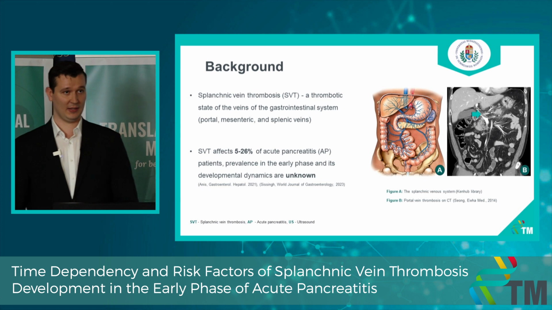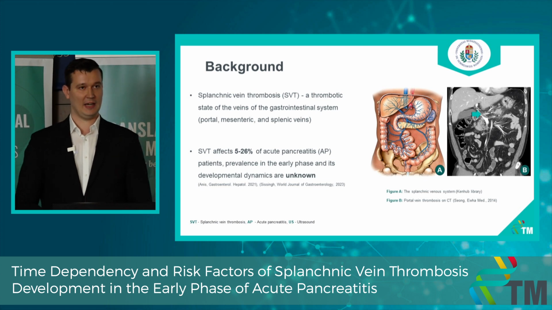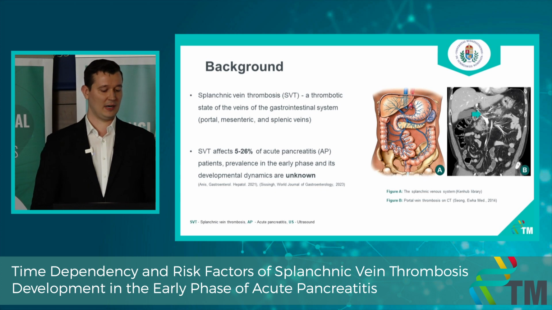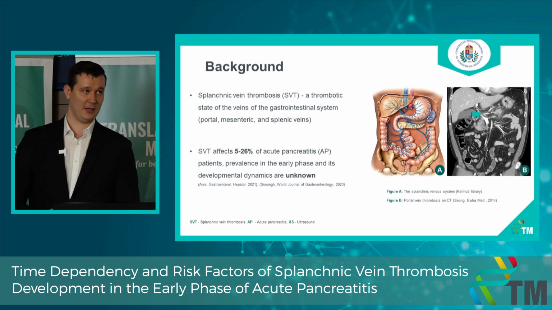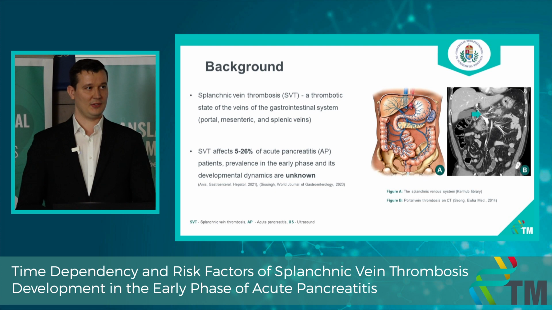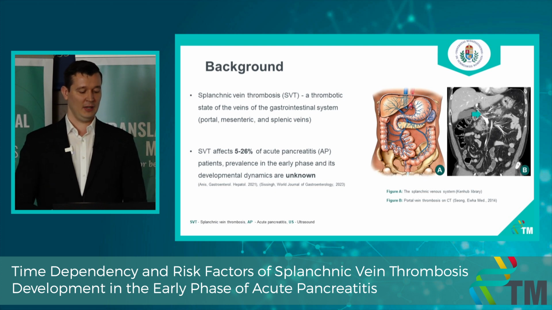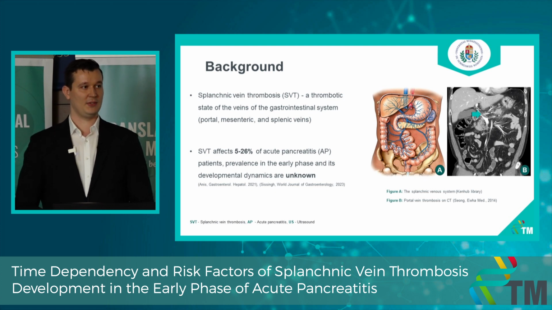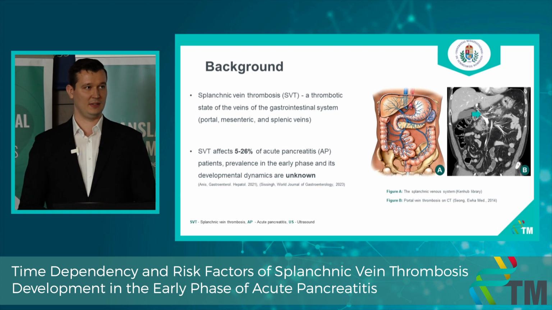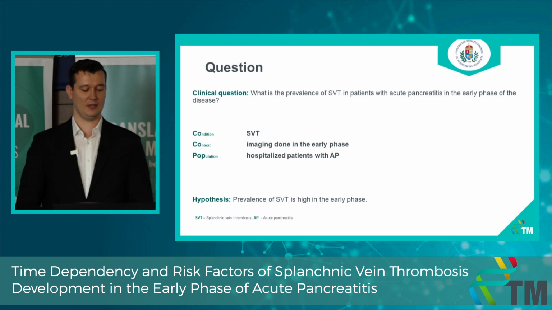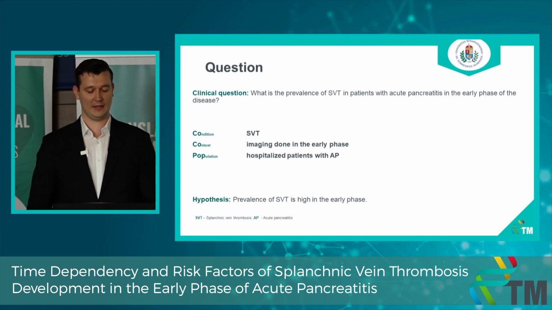SVT is a thrombotic state of the veins of the GI system, and it can be a local complication of acute pancreatitis. It affects around 5 to 26% of patients, but there is no data about the development dynamics and the exact prevalence in the early phase. So our question was, what is the prevalence of SVT in the early phase of acute pancreatitis?